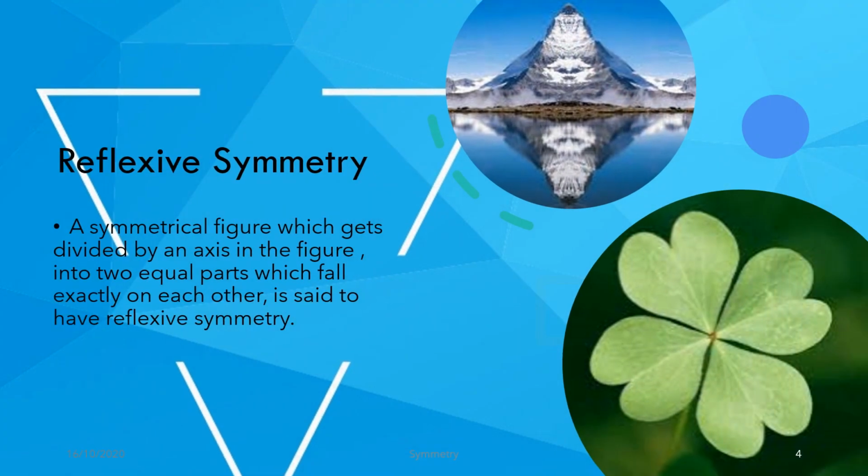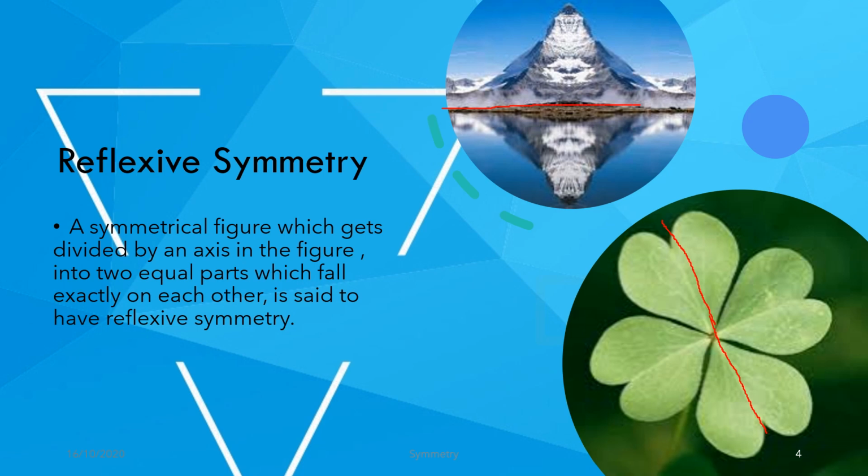Reflexive symmetry. A symmetrical figure which gets divided by an axis in the figure into two equal parts which fall exactly on each other is said to have reflexive symmetry. Now here I have given some natural examples. If you divide this particular flower from here in this way, what will you see? Both the parts when you join, it will be same. It will fall exactly on each other. This is nothing but reflexive symmetry.